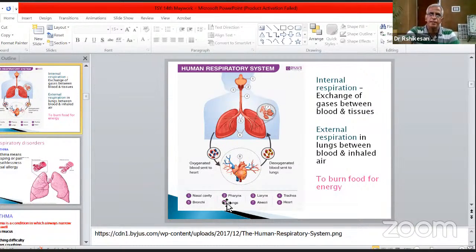So the respiratory system we have discussed. It is given in a pictorial view. Internal respiration is the exchange of gases between blood and the tissues. So see the beauty of it. Breathing is happening at different levels. The sages used to tell of three different levels of breathing.